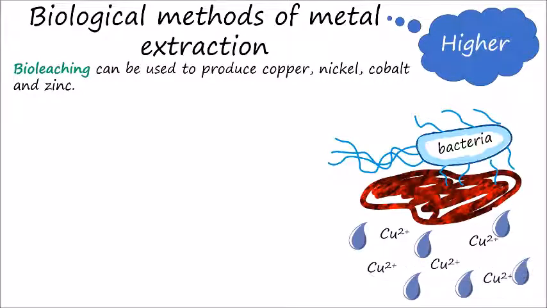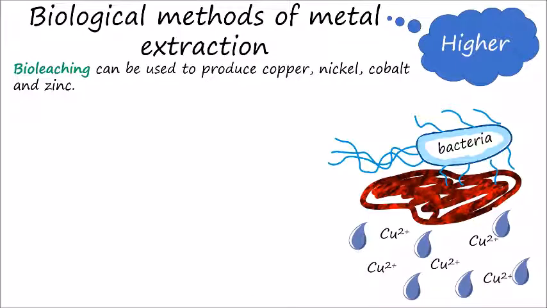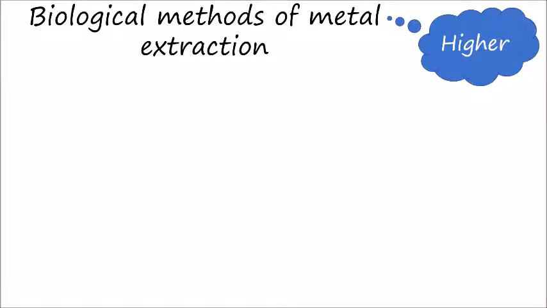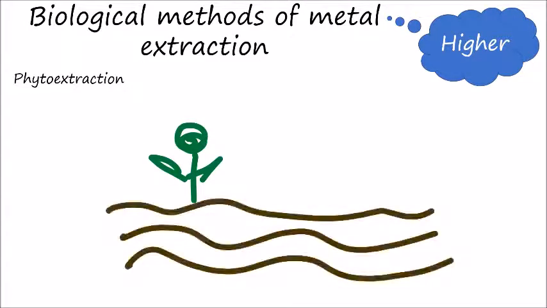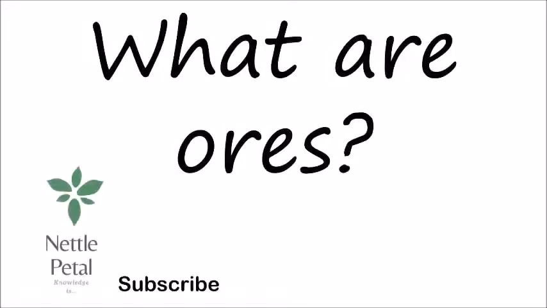Once the leachate has been produced, scrap iron is added to it to produce copper atoms. Iron can be used in this process because it is more reactive than copper. The copper can then be purified by electrolysis. Another example of a biological method of metal extraction is phytoextraction. Plants are grown on contaminated soils and absorb the metal compounds from the soils. The metal is then extracted by burning the plant.